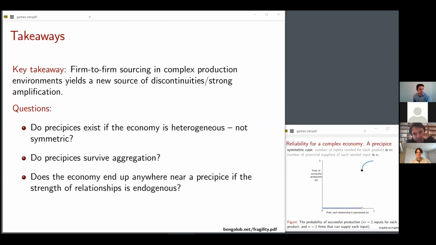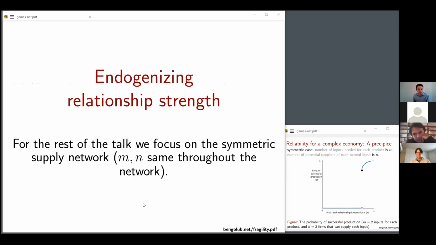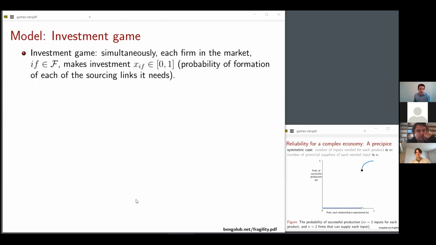Okay. And I think some of the questions in the chat anticipate this. So for the rest of the talk, we're going to focus on the symmetric supply network without apology, promising you that the key insights don't depend on that. And we're going to endogenize relationship strength and show you how indeed the precipices will matter even then. So the endogenizing happens in two steps.